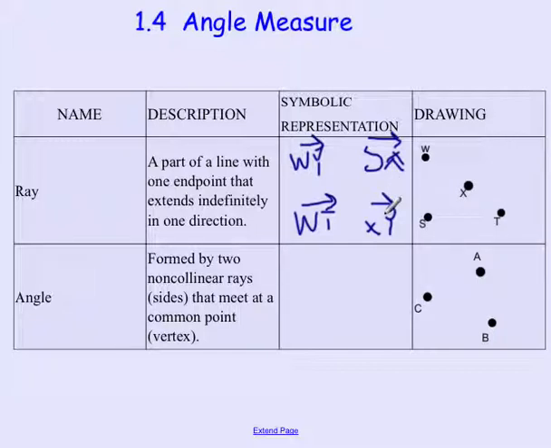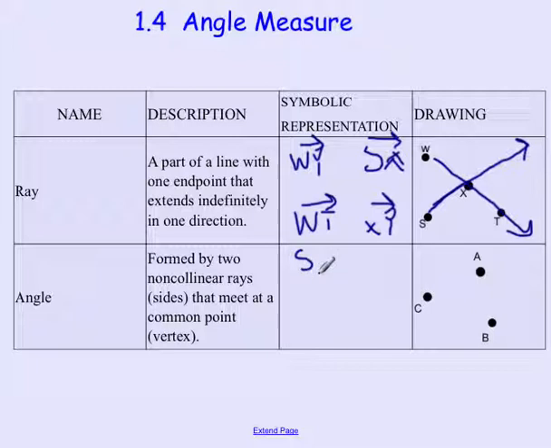Okay, so let's go ahead and draw some rays. Here's that ray ST right here. We could also make the ray WT right there. So those are both rays. Now, what's an angle? An angle is formed by two non-collinear rays, called sides, that meet at a common point. That common point is called the vertex. You are going to have to know what a vertex is. So let's take a look at what that's going to be.